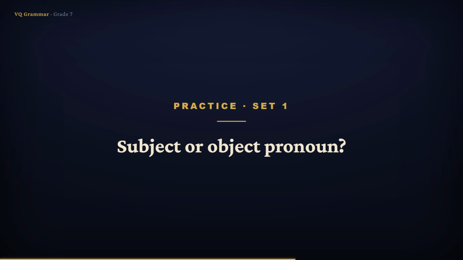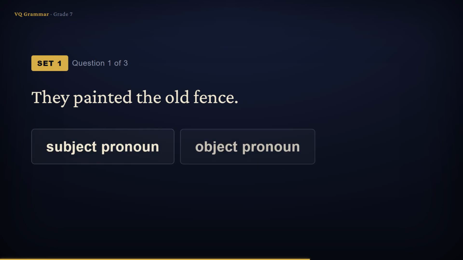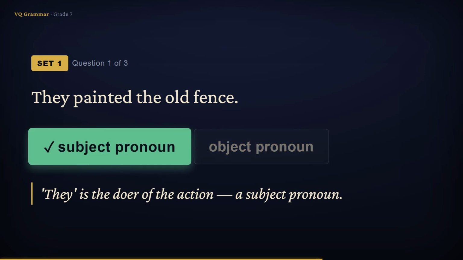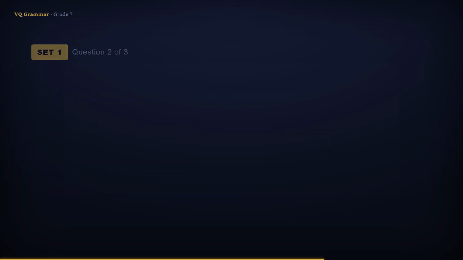Time to practice. In this first set, look at the pronoun in each sentence and decide whether it's a subject pronoun, the doer, or an object pronoun, the receiver. Pause the video and choose before I reveal the answer. They painted the old fence. Look at the pronoun they. Is it doing the action or receiving it? They are the ones painting, so they is the doer, the subject. So the answer is subject pronoun.